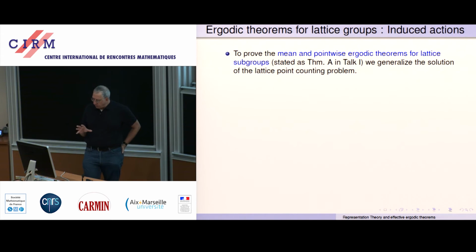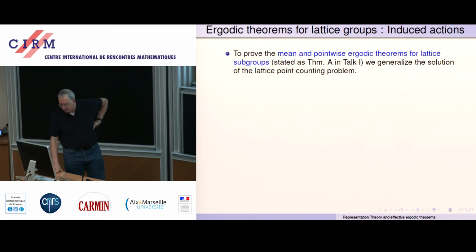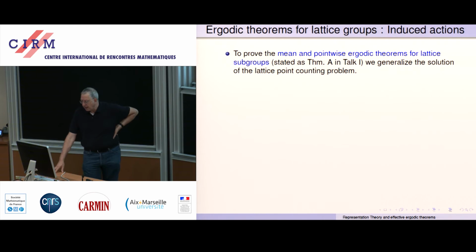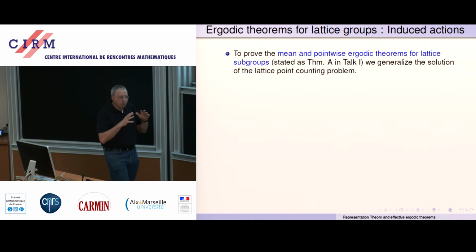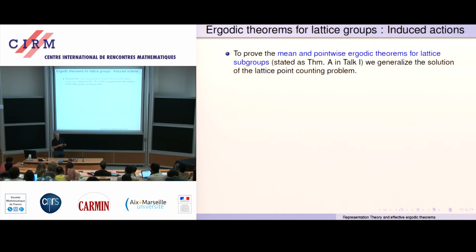To prove the mean and pointwise ergodic theorems for lattice subgroups, we generalize the solution of the lattice point counting problem. The lattice point counting problem, in some sense, is the most primitive ergodic theorem. Its solution is based on the most primitive ergodic action of the lattice. What do I mean by that?